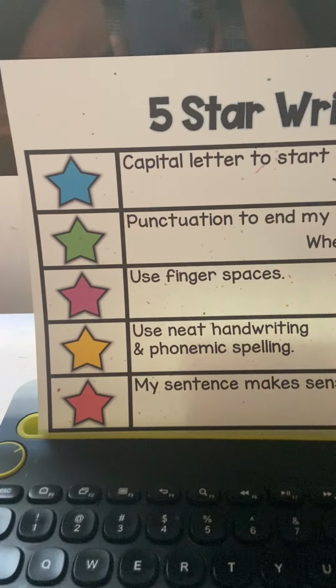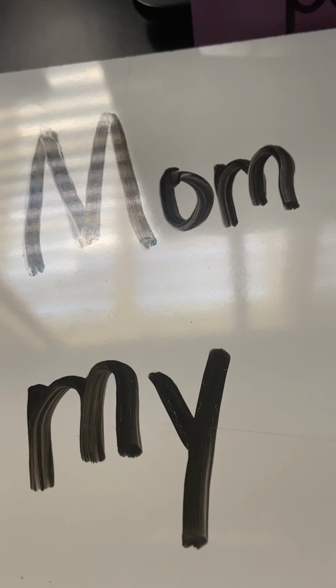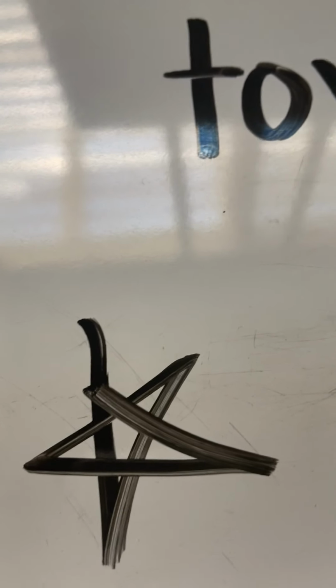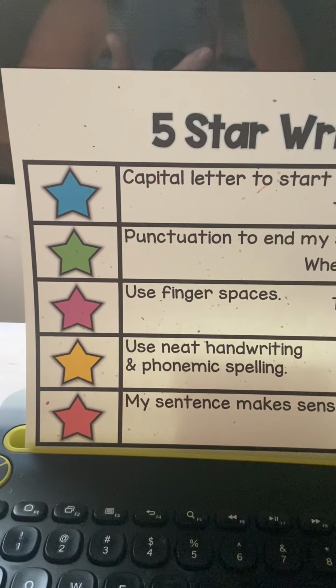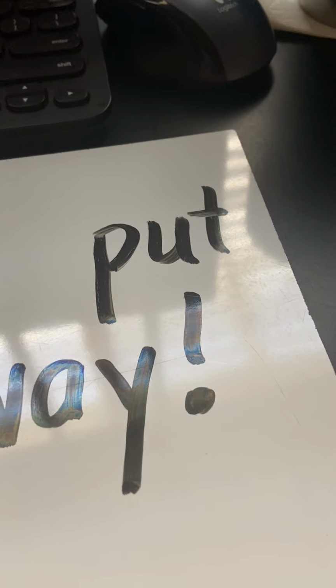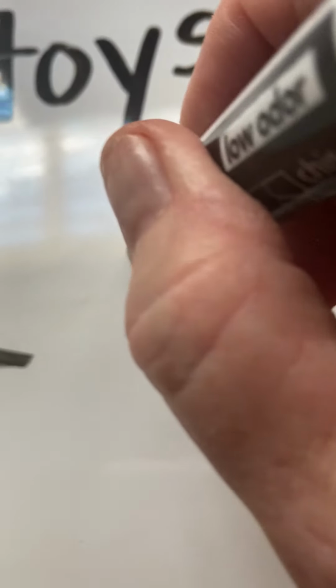Let's check our sentence. And we're going to check our 5 stars. The first star we get for starting with a capital letter. Did we do that? 1 star. The second star we get for punctuation. And that could be a period, a question mark, or an exclamation mark. I used an exclamation mark because mom's probably saying, put your toys away. I'm going to give myself another star.